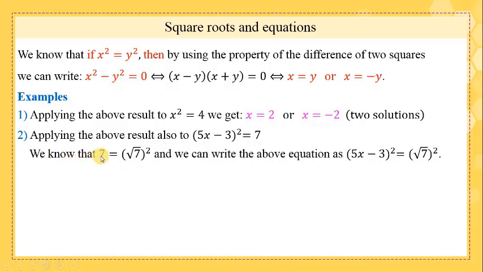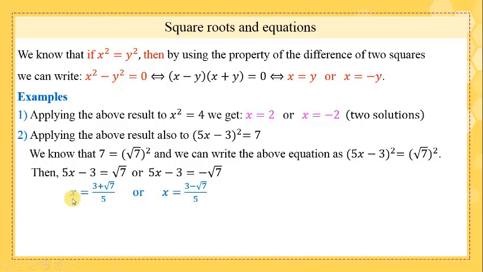Here we know that 7 is equal to radical 7 squared, and we can write the above equation as (5x minus 3) squared equals (radical 7) squared. Then we get 5x minus 3 equals radical 7 or 5x minus 3 equals minus radical 7. By solving these equations we get x equals (3 plus radical 7) over 5, or x equals (3 minus radical 7) over 5.